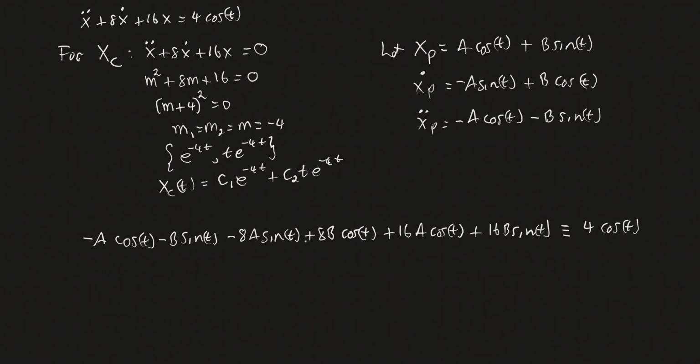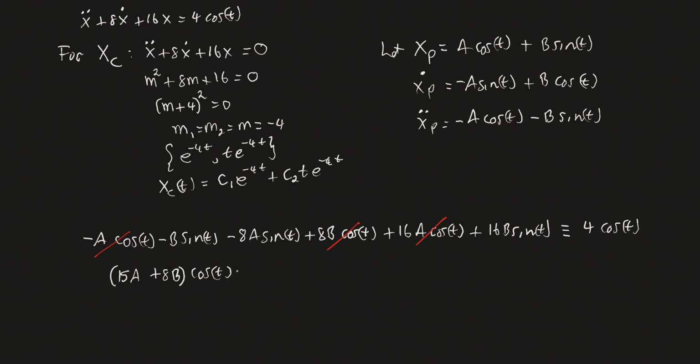Let's group these together. So let's group the cosine terms first. So we have a negative a, and then a plus 8b, and then a plus 16a. So that gives us 15a plus 8b, that quantity times cosine. So we've grouped all the cosine terms. Let me cross out the ones that we just used.